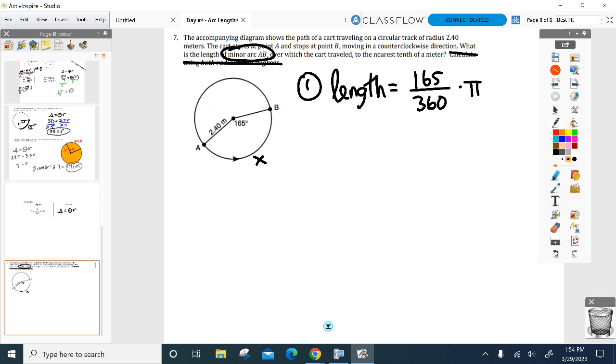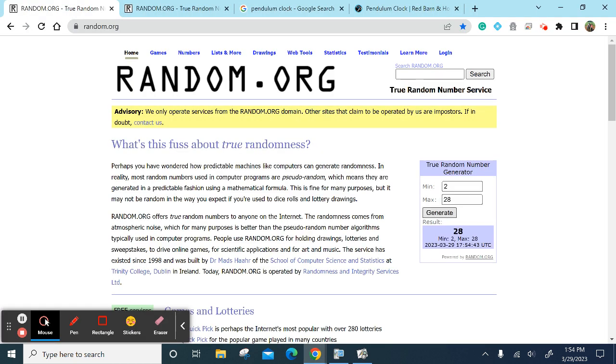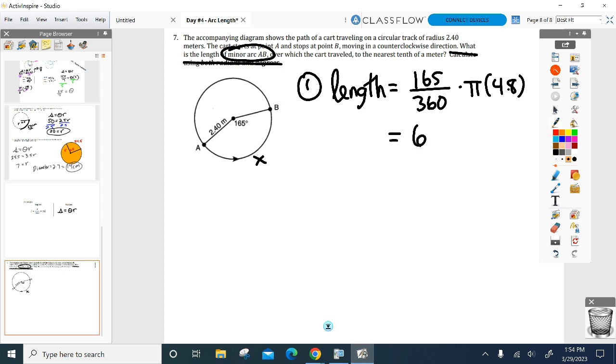Which would be 4.8. And let's see, it doesn't say leave it in terms of pi, so go ahead, nearest tenth of a meter. Make sure you use your pi button. 6.9. Good work, Tyler. So there's the length of minor arc AB.